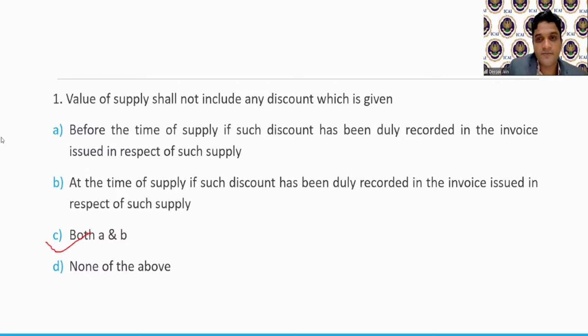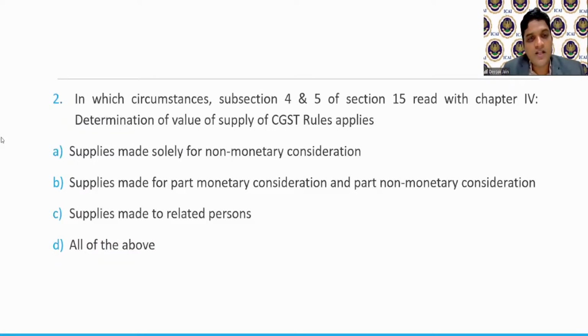In which circumstances do sections 15(4) and 15(5) apply? Basically, 15(4) and 15(5), when will you go? When supply is made solely for non-monetary consideration, when supply is made for part monetary, part non-monetary consideration, or supply is made to a related person, or in case of all of the above.